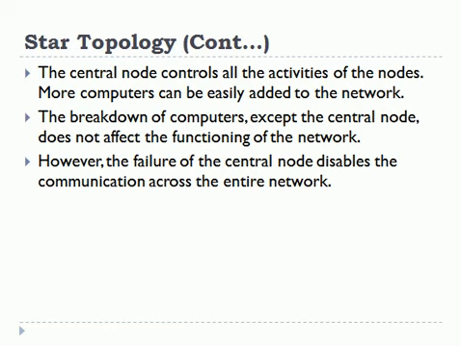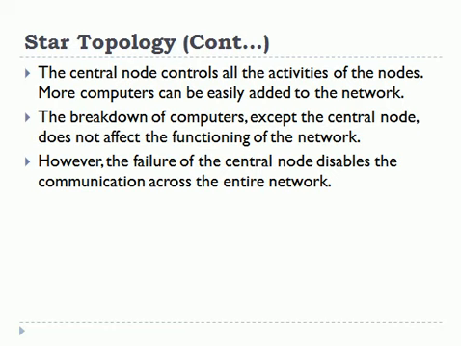More computers can be easily added to the network. It is simple: you just connect the central node to the new computer, and your data can be exchanged and your network can be extended. So extension is not a problem in the star topology. As for breakdown, if any computer connected in a star topology, other than the central node, breaks down or is not working, it will not affect the network.